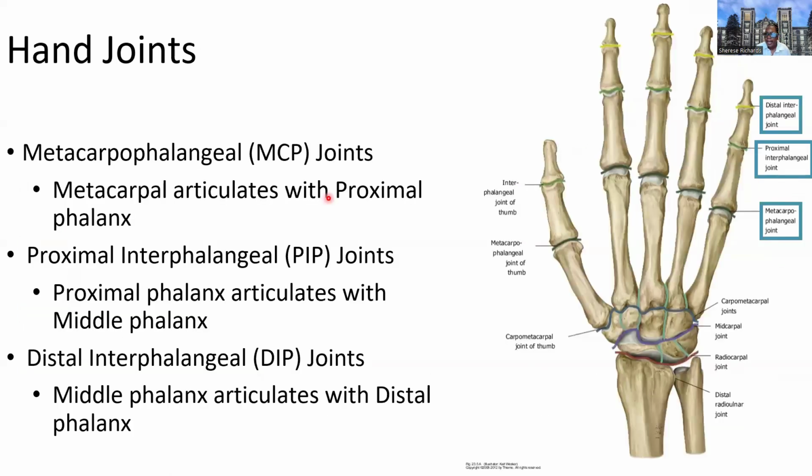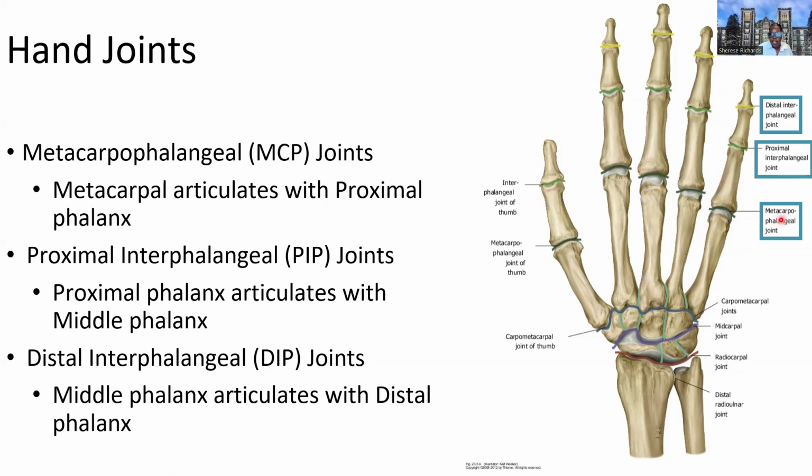Lastly, some of the joints at the hands. These articulate some of the phalanges, the carpals and metacarpals. First, we have the metacarpophalangeal joint between the metacarpals and the phalanges. This is between the ends of the metacarpals and the heads of the proximal phalanx.